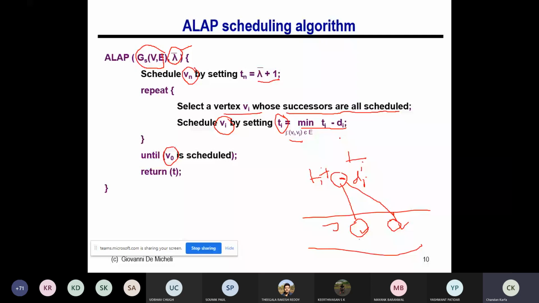Okay, and it ensures that all operations are covered. I know this lambda is my minimum schedule, and I'm just doing the operation and scheduling in the reverse direction. But since this is obtained from ASAP, I can guarantee that this ALAP always gives you a solution, and that is also a minimum solution, because lambda, this gamma, is nothing but my minimum possible value of the schedule time. Okay.